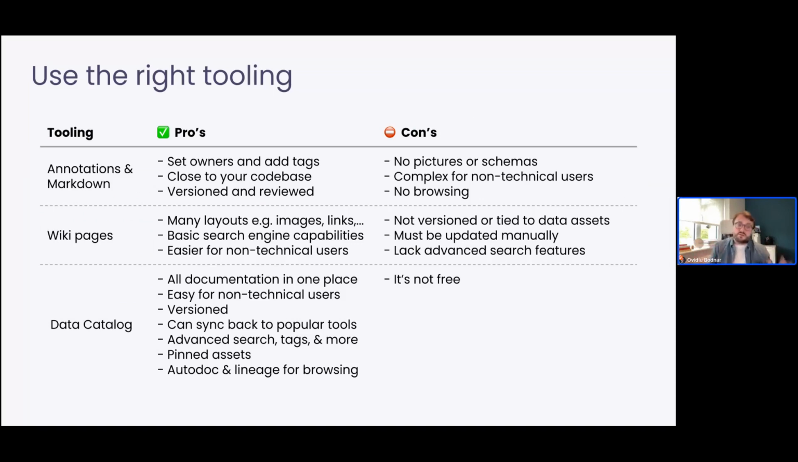There are pros and cons for each one of the approaches, either annotations, wiki pages, or data catalog. If you're doing it directly in the code, the developers will love it because it's close to the code base. You can still set owners and tags. You can version it and you can review it. However, it typically is related to the technology you're using. The documentation is not in a single place.